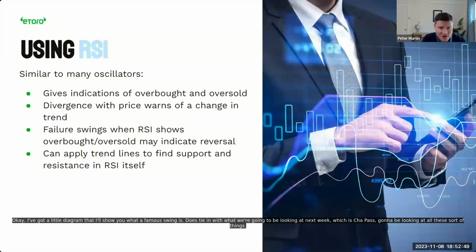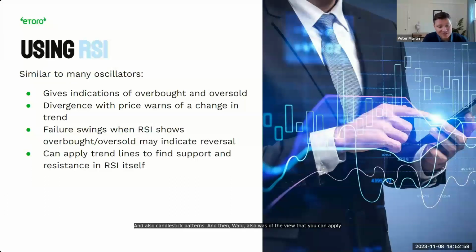So I've got a little diagram that will show you what a failure swing is. It does tie in with what we're going to be looking at next week, which is chart patterns. We're going to be looking at all these sort of things, and also candlestick patterns. And then Wilder also was of the view that you can apply technical analysis to the RSI itself. So you can apply trend lines to find support and resistance in the RSI itself.